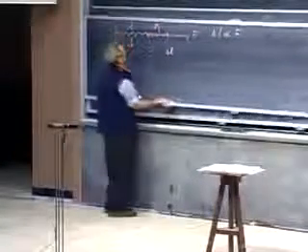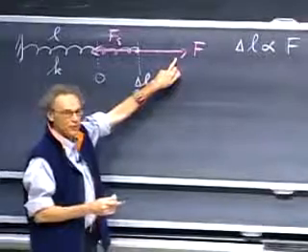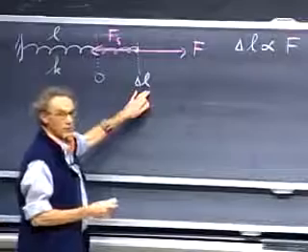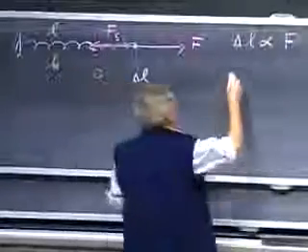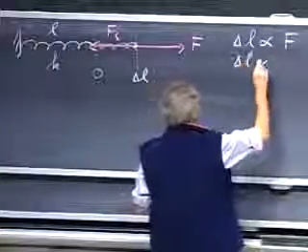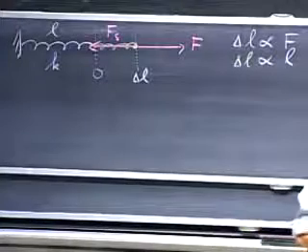Because when I have two springs in series, each one under influence of this force will get longer by this amount. Since I have two springs in series, I will get twice delta L. So delta L is also proportional to the length of my spring.